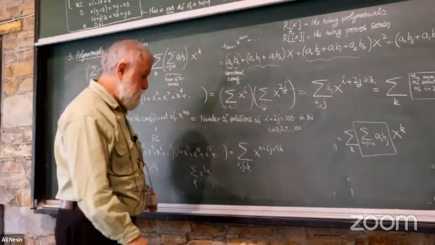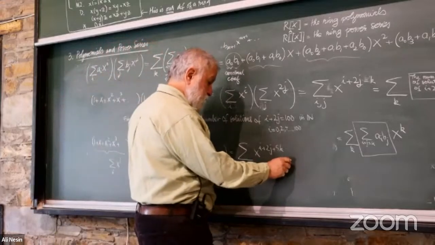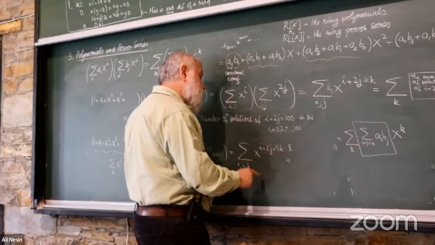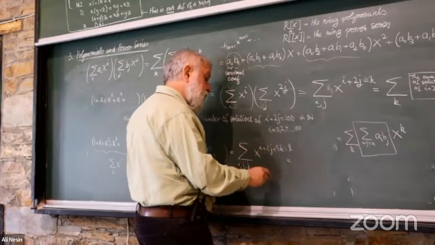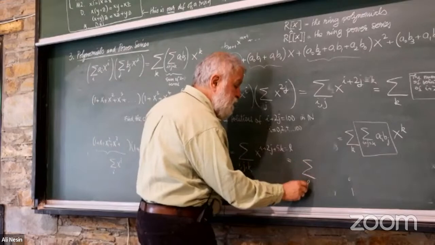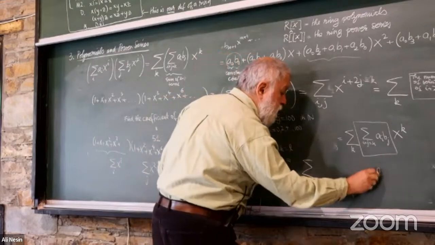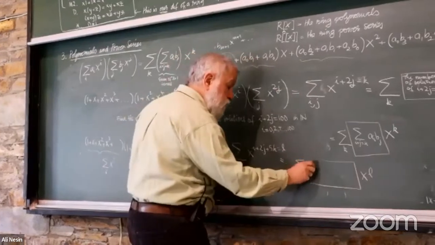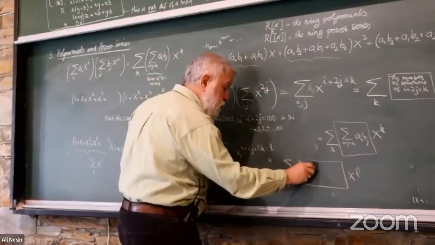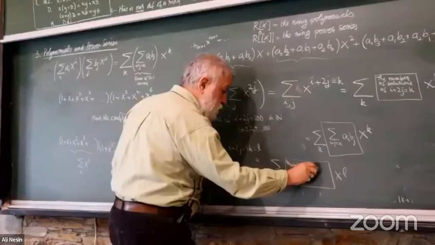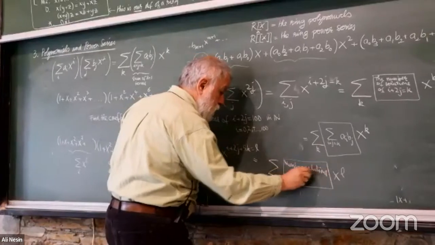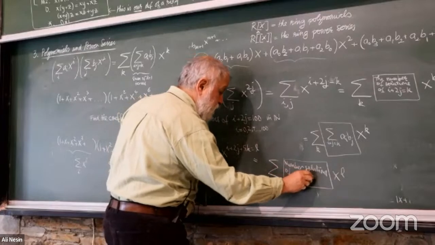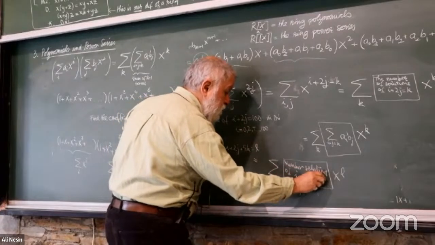And now, this will be what? This will be equal to L for several values of i, j, and k. For several but finitely many values of i, j, and k. So this will be the sum over L of x to the L, and here I will have a coefficient. This coefficient will be the number of solutions of i plus 2j plus 5k equal to L.